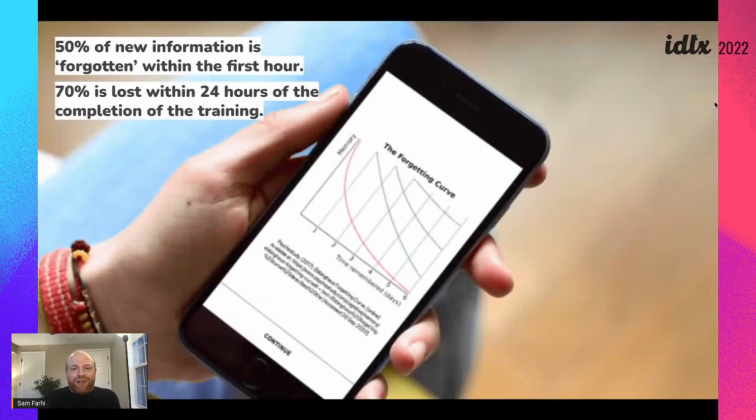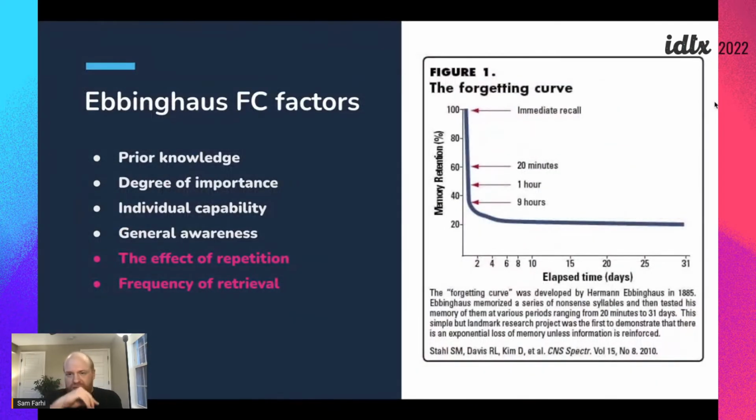So the forgetting curve says 50% of new information is forgotten within the first hour, and 70% is lost within 24 hours of completion of the training. And there's a curve. Do you see the memory part, that red line? And that's what it kind of looks like. We don't have to go into the history of the forgetting curve, but I just want to show you what this line looks like.